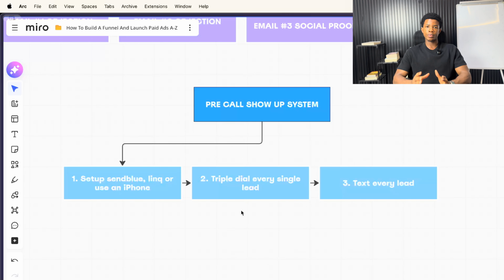So the pre-call show up system is a way for you to provide information to these people, because at the end of the day, you're selling a product, but it's not about you. It's about what the product can do for them. I think people misconstrue that because they're thinking about themselves when they're doing these things. But what you have to actually think about is, what can I give this person to help them make sure that they're making the right decision in the first place? That is the main thing.